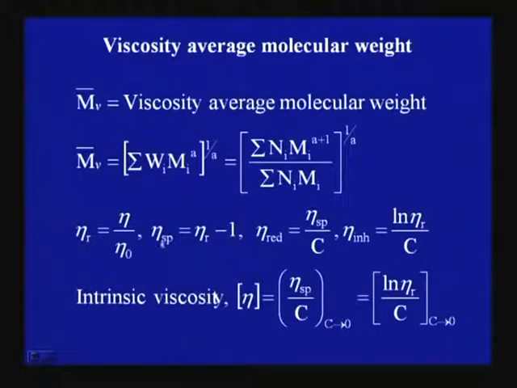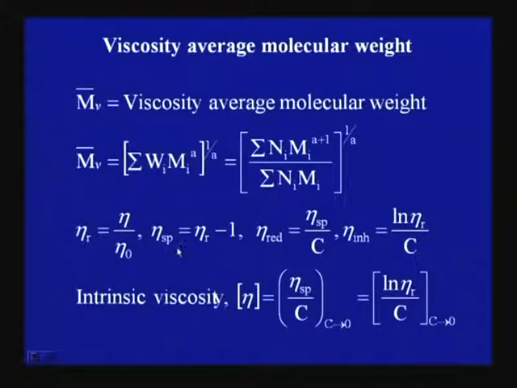Then specific viscosity is eta relative minus 1, and reduced viscosity is eta specific by C, where C is expressed in grams per deciliter. Then inherent viscosity is ln eta relative by C. So, if you get the flow times for the solution as well as for the solvent, this relative flow time will help you to get different viscosity terms: specific viscosity, reduced viscosity, inherent viscosity.